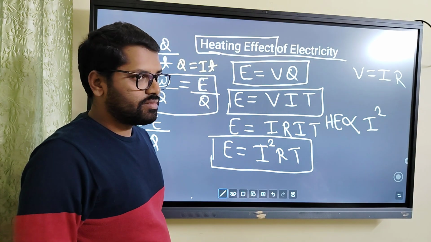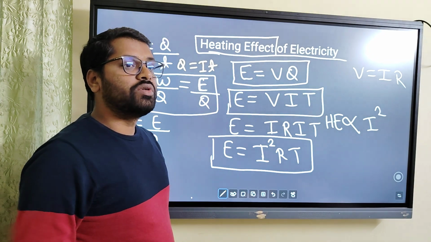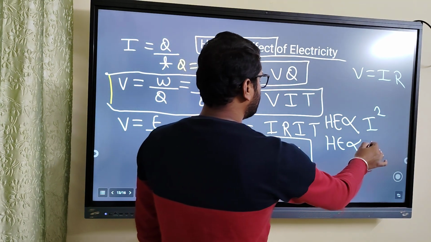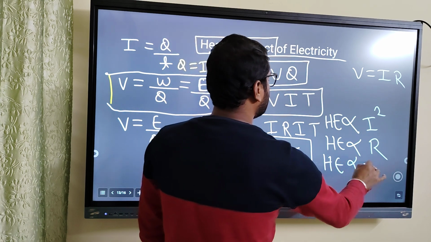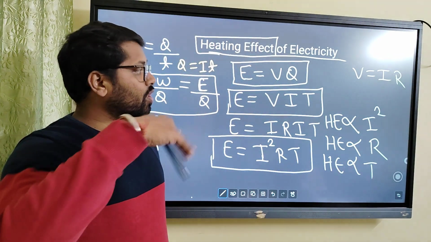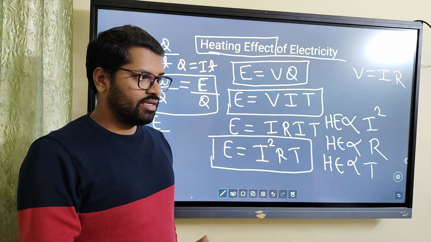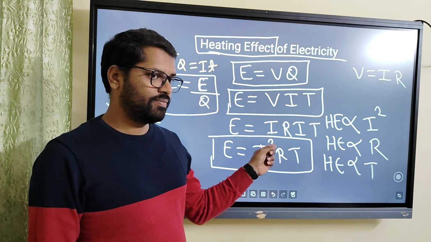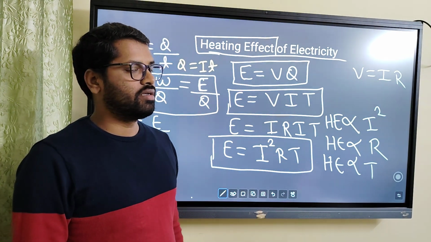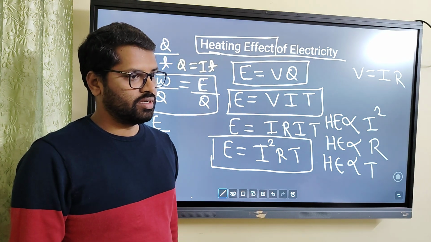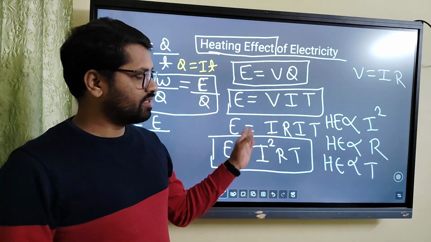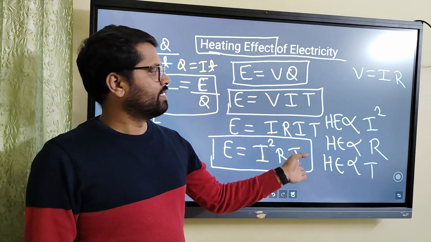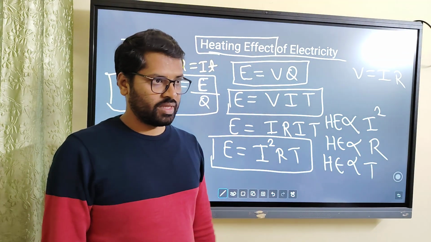This is the mathematical way to write it. In English, you will write: heat energy is directly proportional to the square of current. Then heat energy is directly proportional to resistance, and heat energy is directly proportional to time. Now use common sense. If you pass electricity for a long time, you will get more heat. So the heat depends on the square of current, resistance and time. Understood? Any doubt? So I square RT, this is only Joule's law. You can see in NCERT that Joule was the person who said this, so we call it Joule's law. Any doubt?